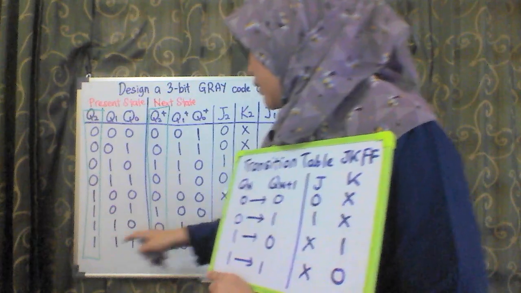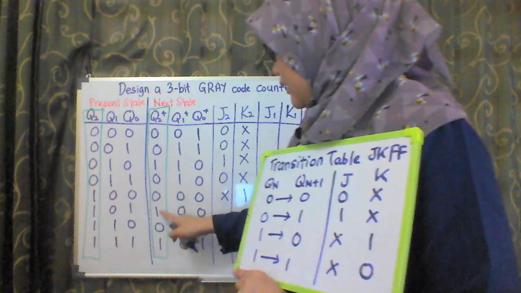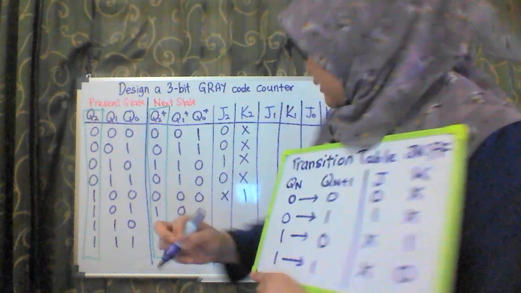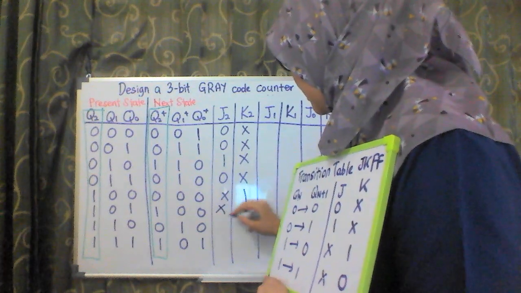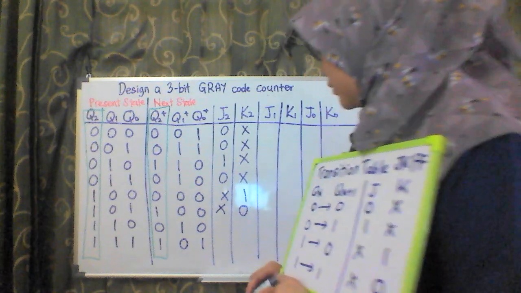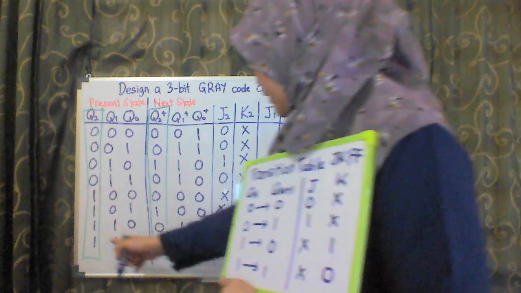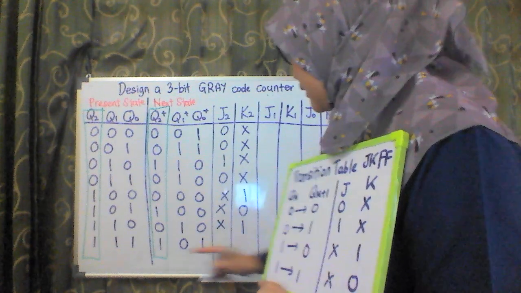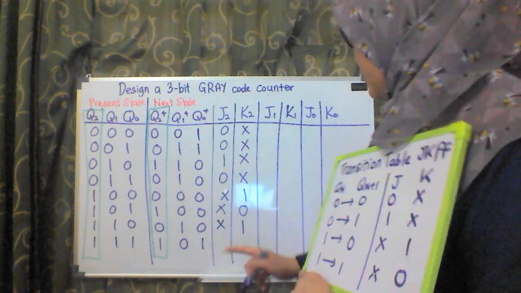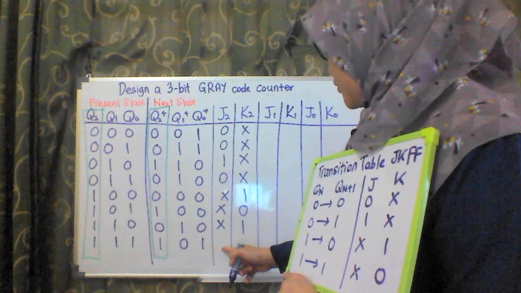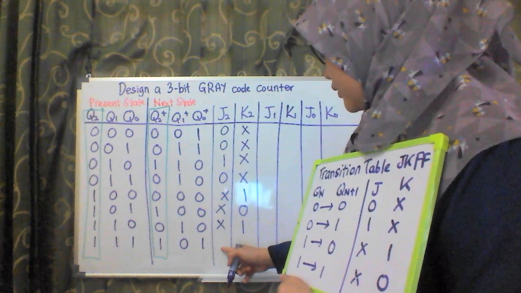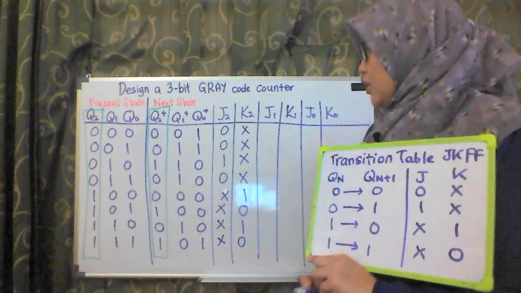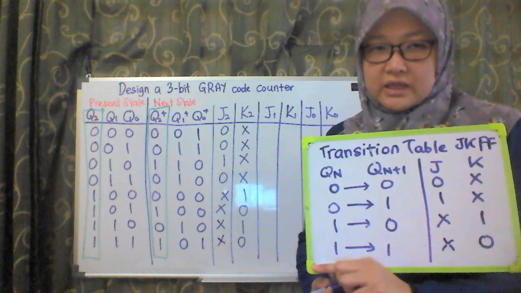Next is when your present state is 1 and the next state is 1. It should be don't care and 0. So J is don't care, K is 0. 1 and 0, don't care and 1. 1 and 1, don't care and 0. Okay, finished for the input of J and K for Q2.